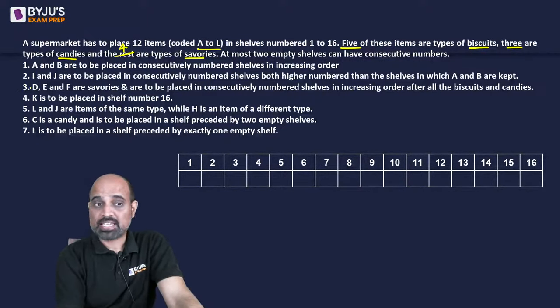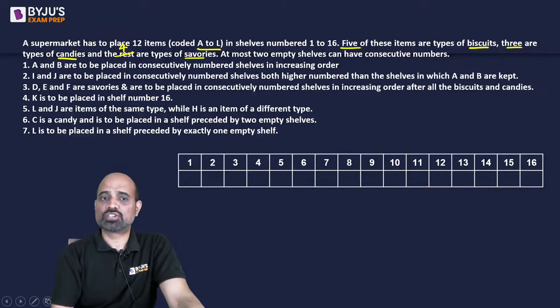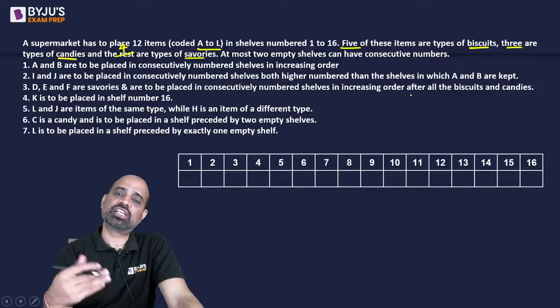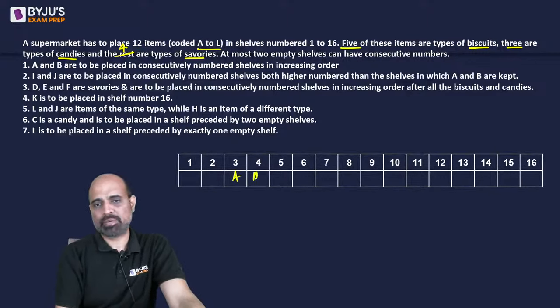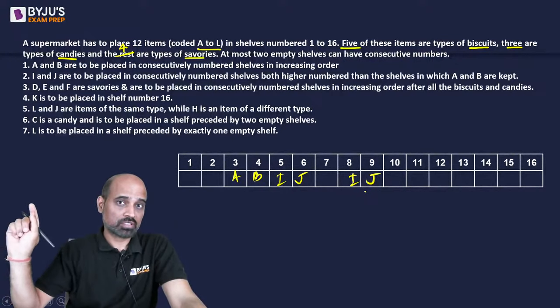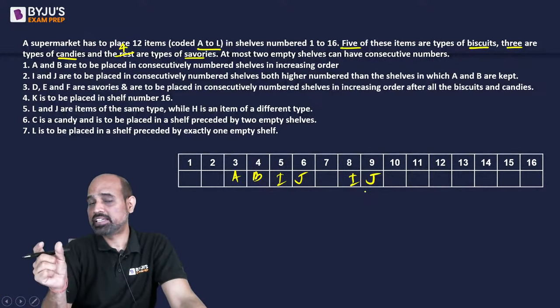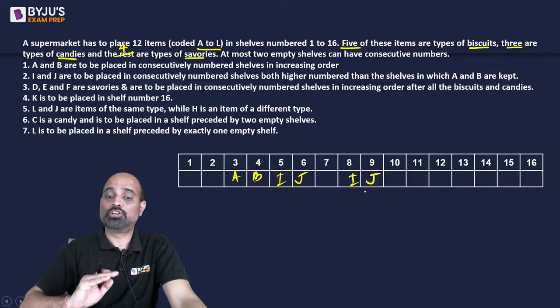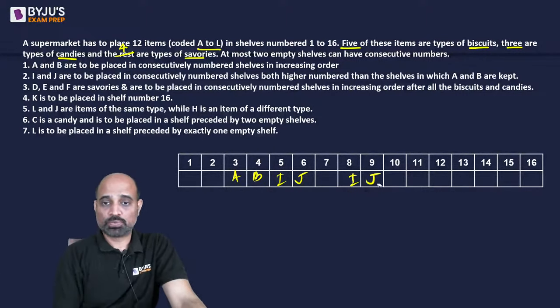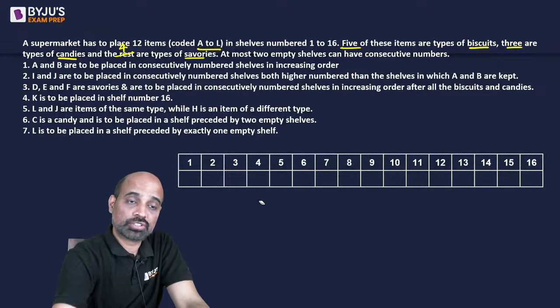the first statement. The second statement says I and J are to be placed in consecutively numbered shelves, same as the previous statement. Both are higher numbered than the shelves in which A and B are kept. So suppose A and B are at 3 and 4. Then I and J can be at 5 and 6, or I and J can be at 8 and 9. But the sequence of I and J is going to be in the same order, in consecutive cells, written together. And I is going to be a smaller number compared to J because it's increasing. So this is what the second statement tells us. We don't know if A, B, I, J, they all are consecutive.